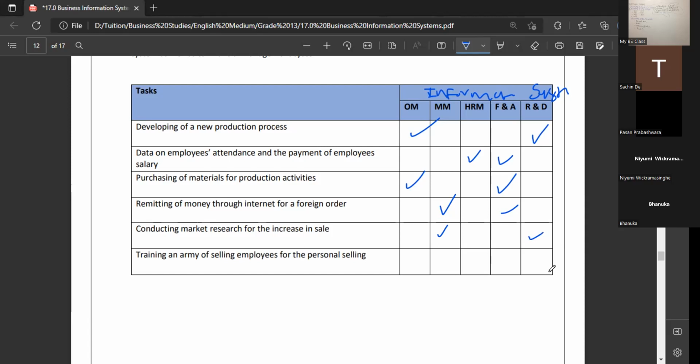Talking about the training of an army of selling, which means a team, right? When you say army, it's a team of selling employees for personal selling. So we talk about sales, so it's marketing, and they want to train them. Maybe the training part will be conducted by the HR, because training and development belongs to HR. Personal selling is one of the selling techniques, which is in marketing management. But to recruit such employees, for example people who have experience in sales, to build that team, HR needs to assist marketing managers. So that's the sort of relationship we have.